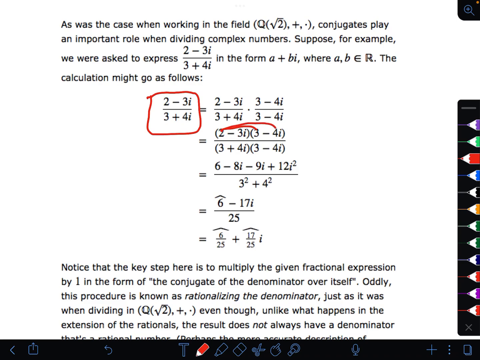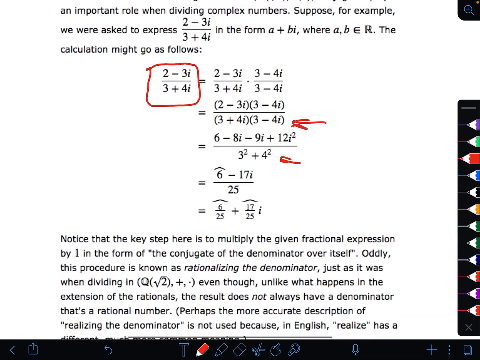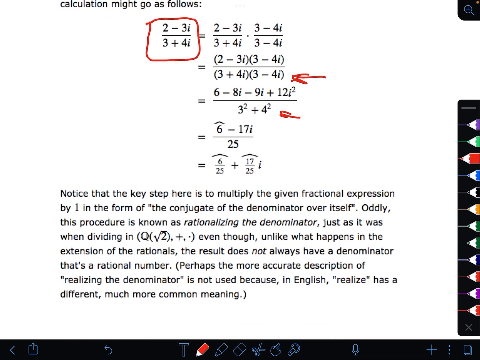And we use the FOIL method, of course, to multiply this out. 2 times 3 is 6. And you get minus 8i, minus 9i, and plus 12i squared, which simplifies to minus 12. So 6 minus 12 is that negative 6, as you see right here. And then minus 17i. Meantime, on the bottom, the most important thing is that property number 10, as I described up the page there a little bit. It's going to give us a real number denominator. And we'll just have 25.